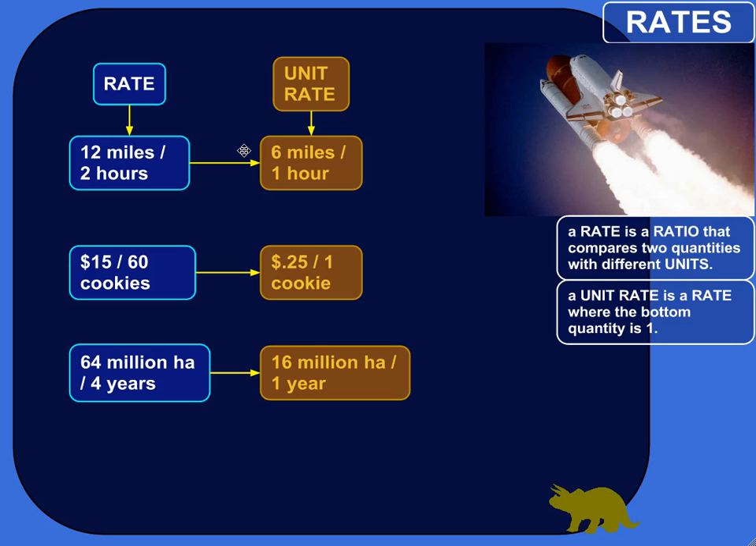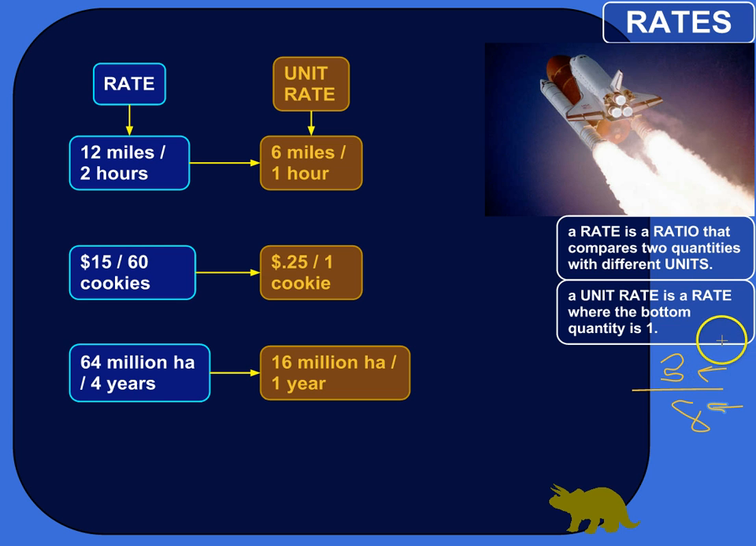Unit rates. So first of all, a rate. First of all, a ratio is a comparison between two numbers. Let's just back all the way up. A ratio. Here's a ratio, 3 to 8. Comparing two numbers, 3 and 8. That means 3 to 8.